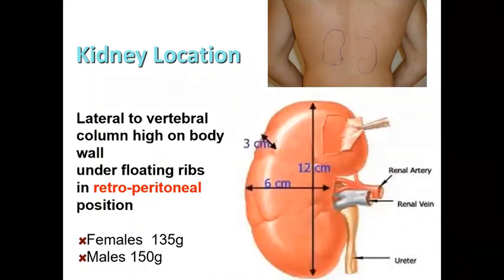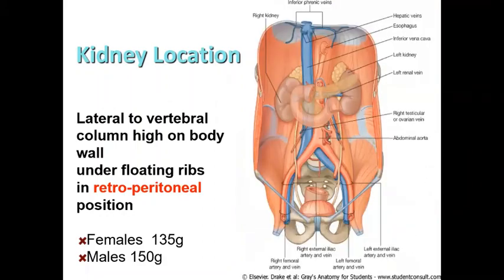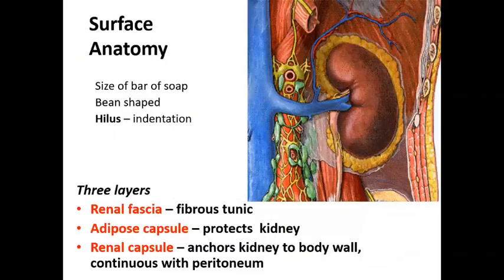So the dimensions of the kidneys: in terms of the length, it is about 12 centimeters. Then the width is about 6 centimeters, and then the thickness is about 3 centimeters. This is just a 3D picture of the kidney. The position of the kidneys I've already explained.